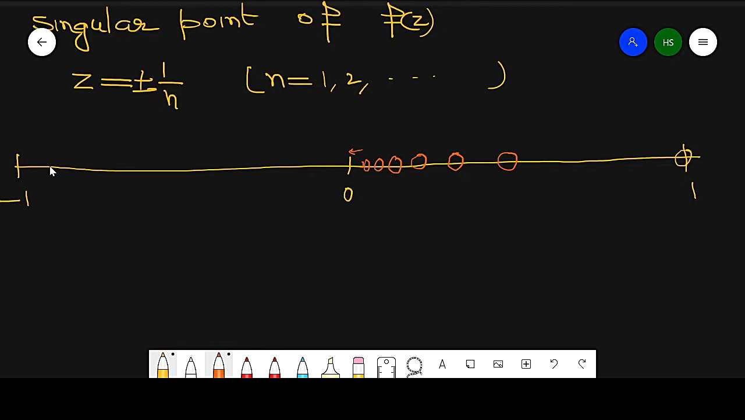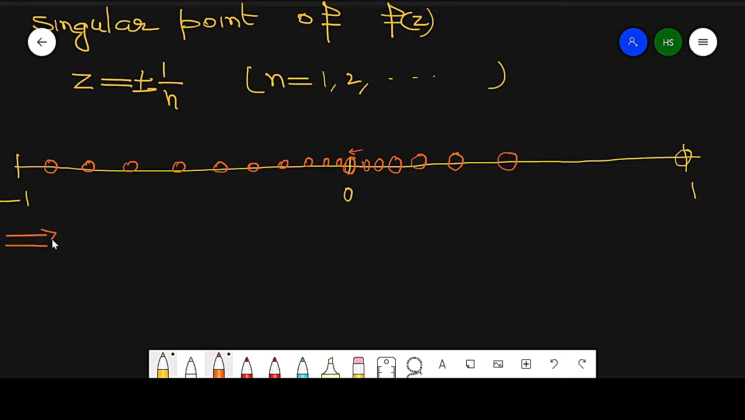Similarly, in this case, this is converging, started from minus 1, and this is converging to this point 0. Now, what is 0? 0 is a singular point, but in its deleted neighborhood, it has many other points at which the function is not analytic. It means it is a non-isolated singular point.